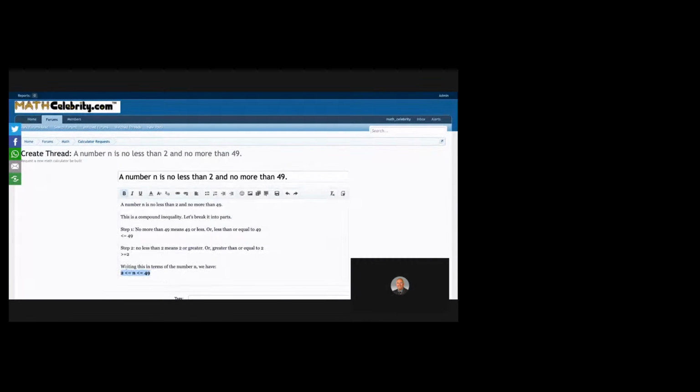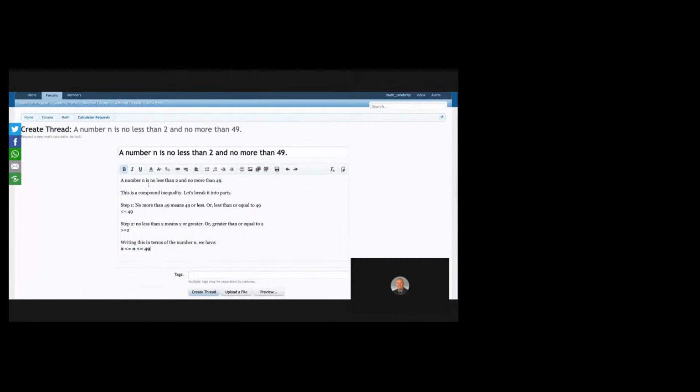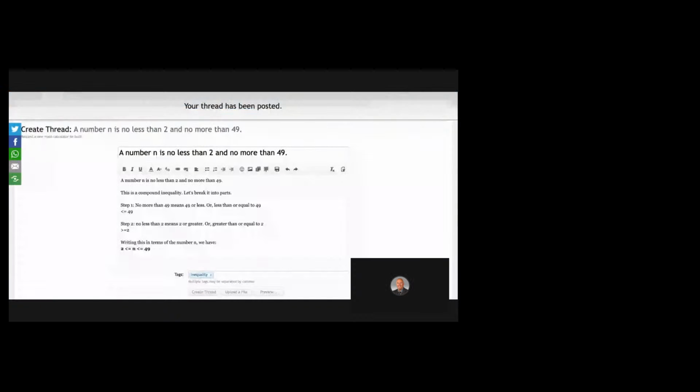This is our answer. So let's read it out loud. The number n is no less than 2, means 2 is less than or equal to n, is at least 2, if not more, up to and including 49, but no more. So anytime you see no more than, no less than, you know it includes the number it reads. And that is the key to this problem. Right. Let's move on. What else we got here?